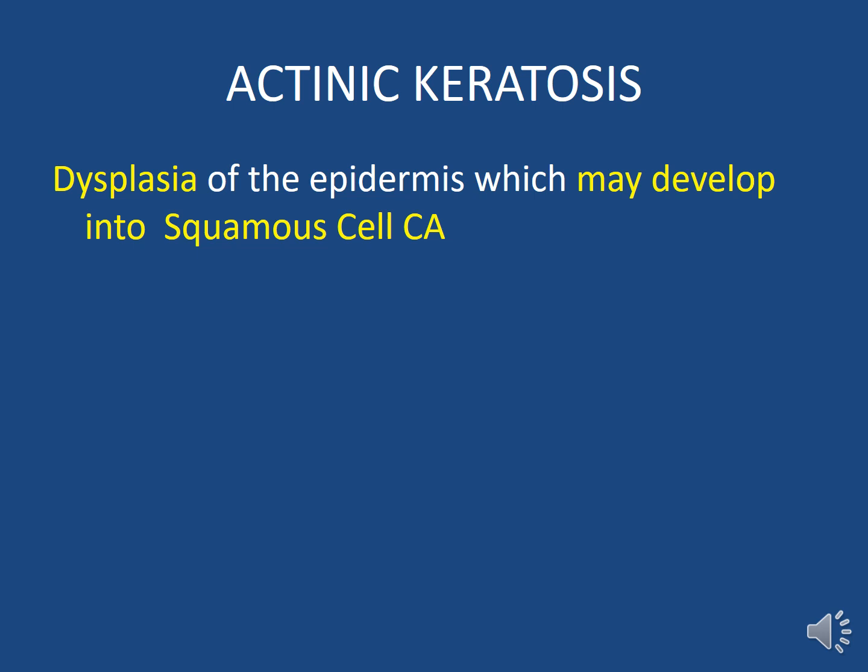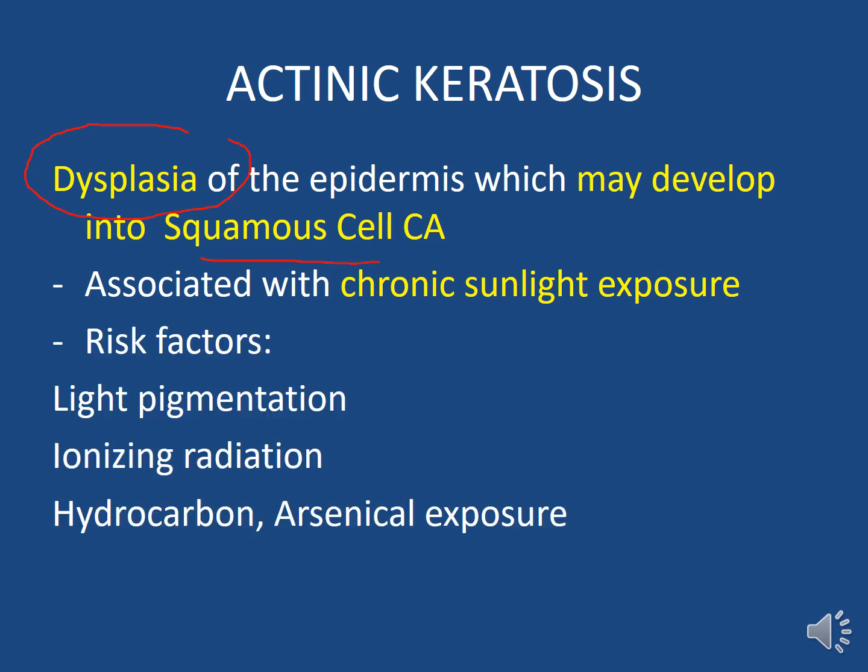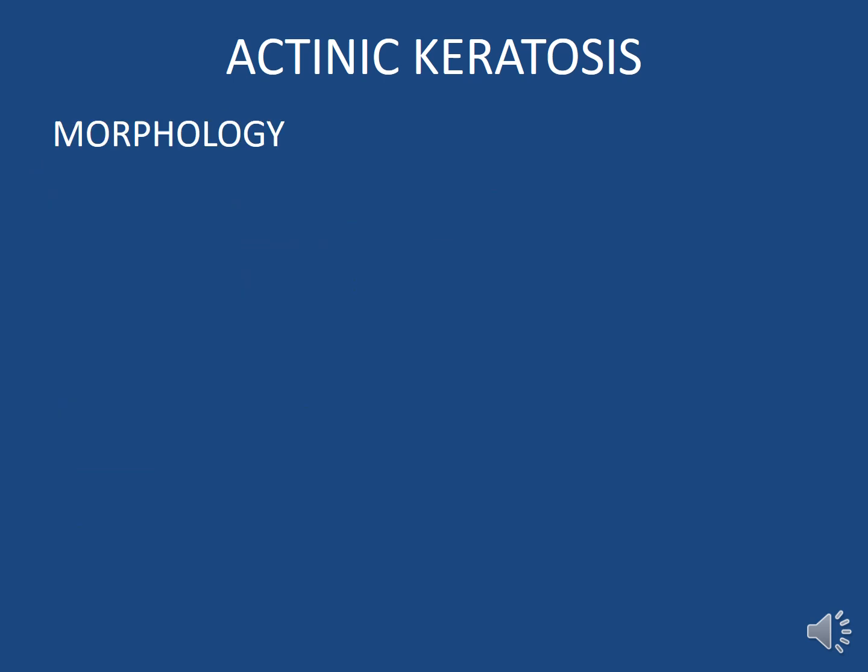This condition is characterized by the presence of dysplasia or disordered growth in the epidermis, and because dysplasia is already caused by a mutation, there is a danger for actinic keratosis to degenerate into squamous cell carcinoma later. The major predisposing condition is chronic exposure to sunlight, and aside from that, these are the other risk factors for the development of actinic keratosis.